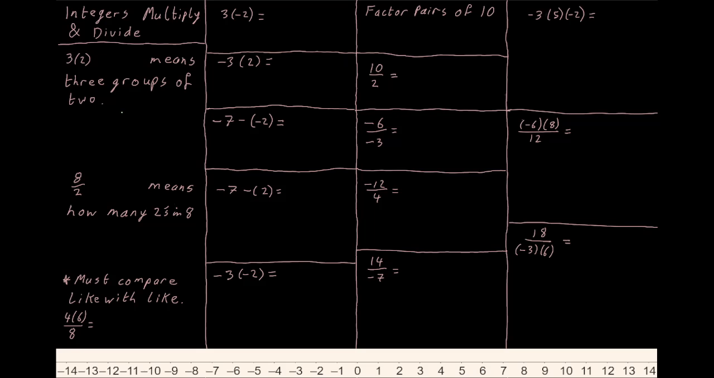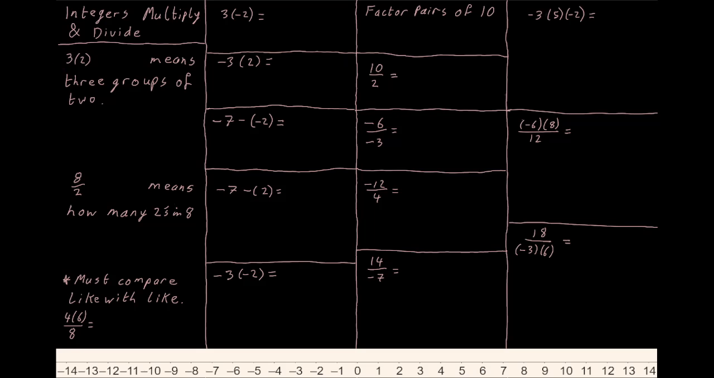Hello. Now we are going to look at multiplying and dividing integers. So how do we do multiplication and division when we are talking about numbers that could be negative or positive? What would that mean? We're going to start off by reminding ourselves of what multiply and divide already mean when we just have positive whole numbers.